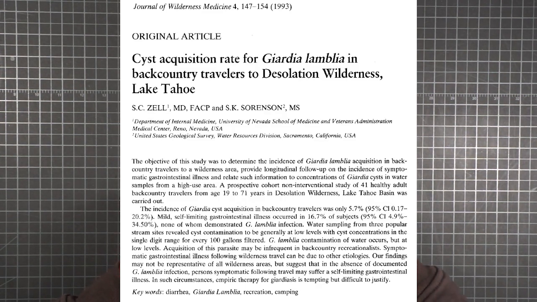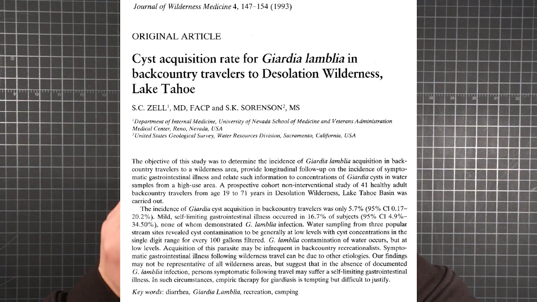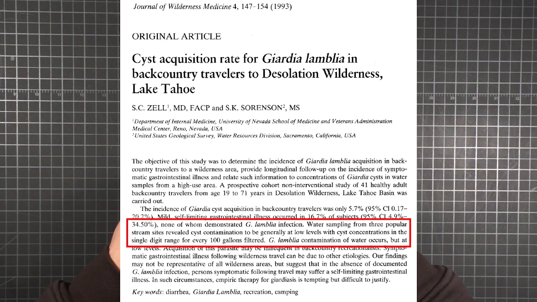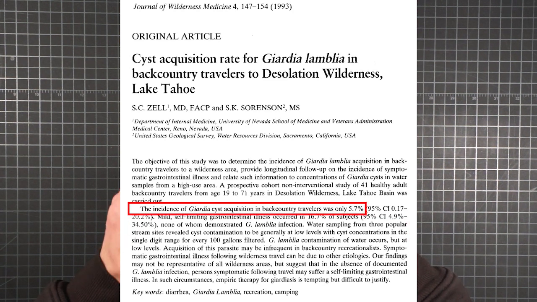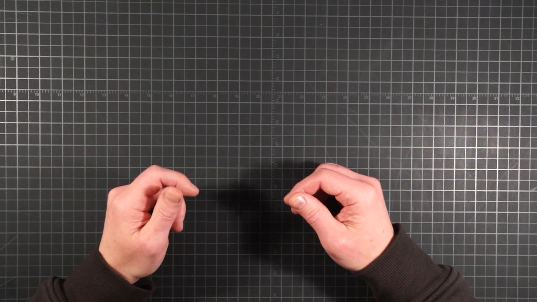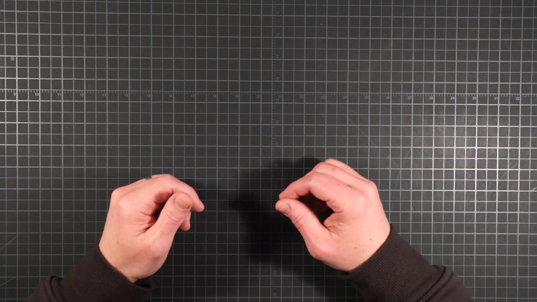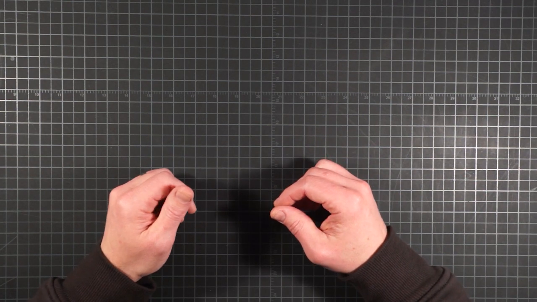This article from the Journal of Wilderness Medicine looked at cyst acquisition rates in the Desolation Wilderness area of Lake Tahoe. Water sampling from 3 popular stream sites revealed cyst contamination to be generally at low levels, with cyst concentration in the single-digit range for every 100 gallons filtered, meaning you have to drink more than 100 gallons of that water to get the minimum dose. Still, the authors note that Giardia cyst acquisition in backcountry travelers was 5.7%. That's better than 1 in 20 chance. Everybody gets to decide for themselves whether they're happy with those odds or not.